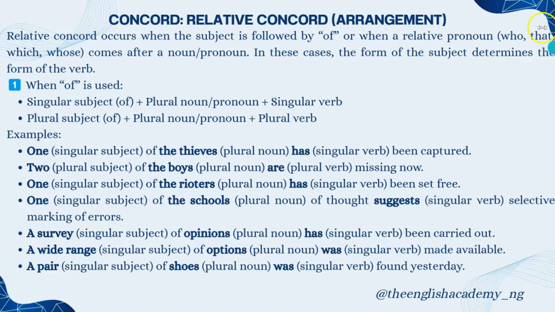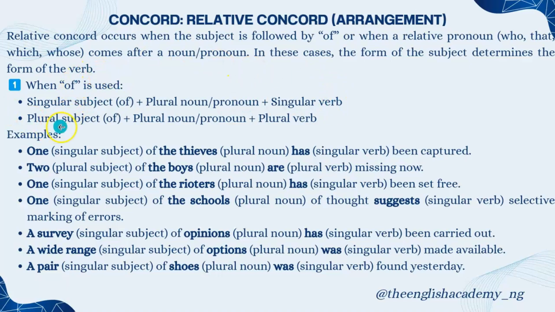Relative concord occurs when the subject is followed by "of", or when a relative pronoun, who, that, which, whose, comes after a noun. In these cases, the form of the subject determines the form of the verb, and we have different ways that it can occur. Let's take it one after the other. So when "of" is used, if it is a singular subject followed by a plural noun, then it will be a singular verb. The singular subject will determine our verb.